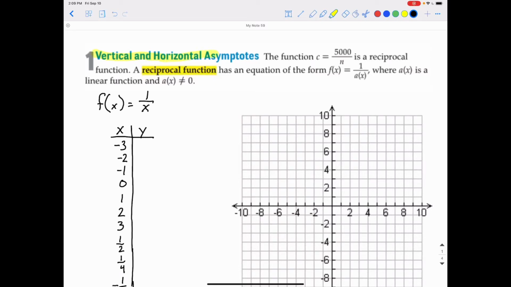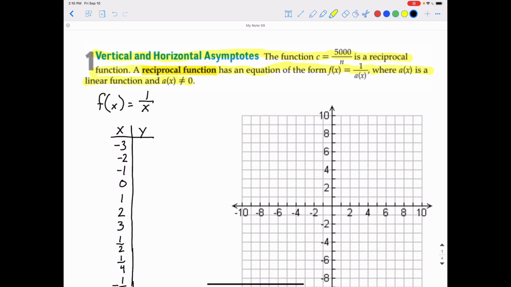Vertical and horizontal asymptotes. The function c equals 5,000 over n is a reciprocal function. A reciprocal function has the equation in the form of f of x equals 1 over a of x, where a of x is a linear function, and a of x does not equal 0. So let's look at one of the simpler reciprocal functions, f of x equals 1 over x.